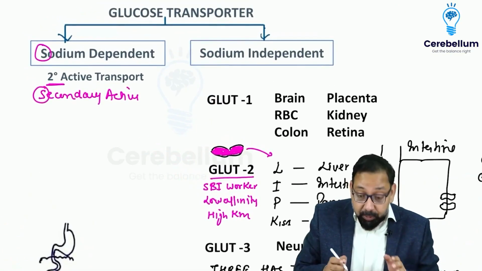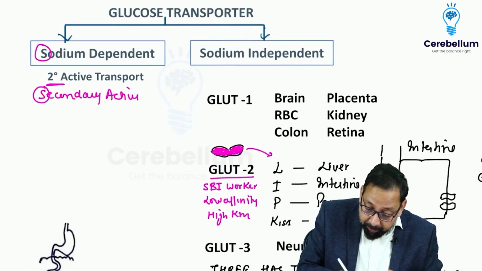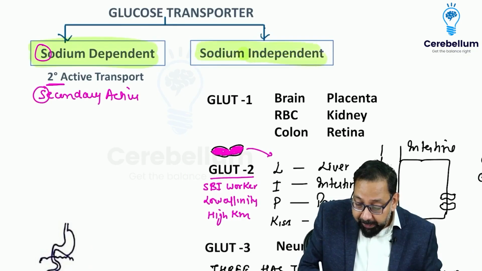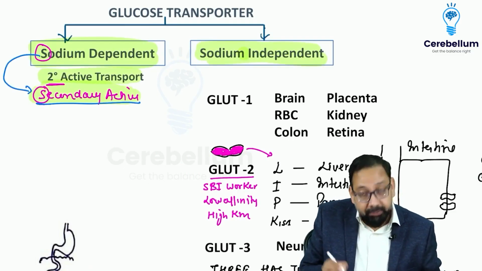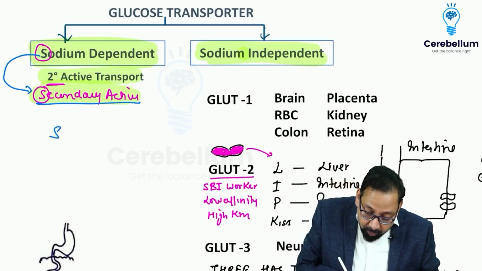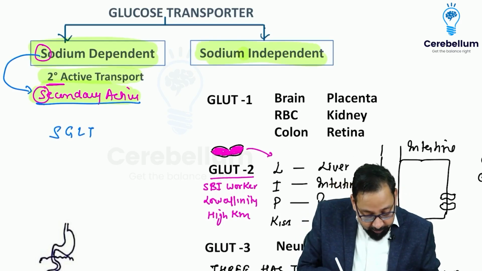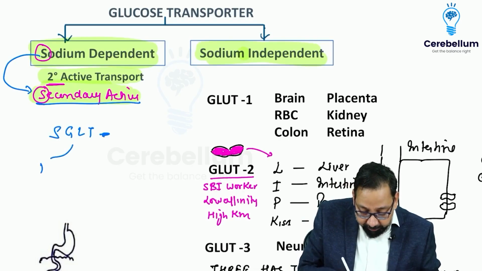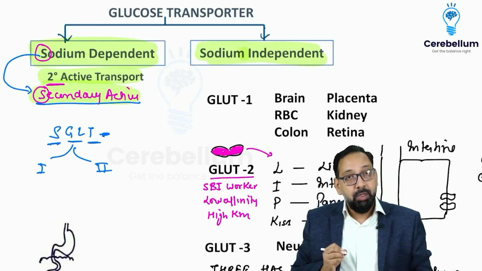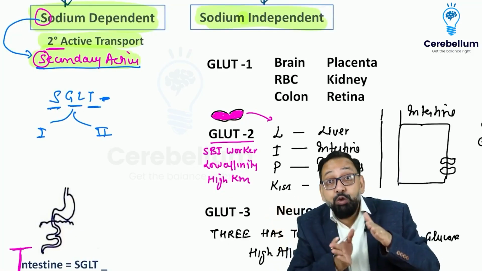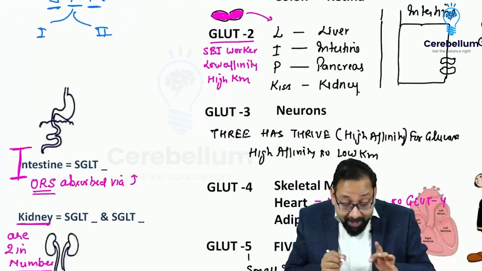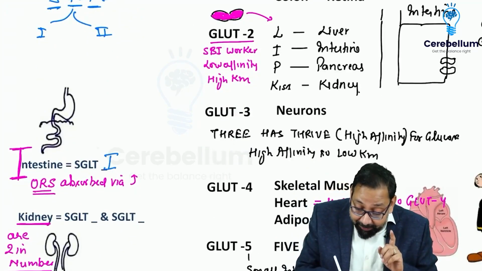Glucose transporter may be sodium dependent or sodium independent. Sodium dependent glucose transporters do secondary active transport. Mnemonic: S4, sodium, S4, secondary active transport. They are called SGLT. SGLT may be SGLT1 or SGLT2, sodium glucose transporter. So this is sodium and glucose symport. They are going together. We found that SGLT1 is present in intestine.